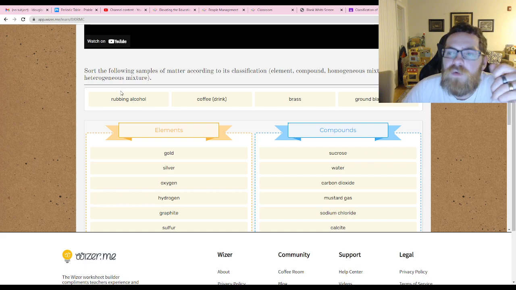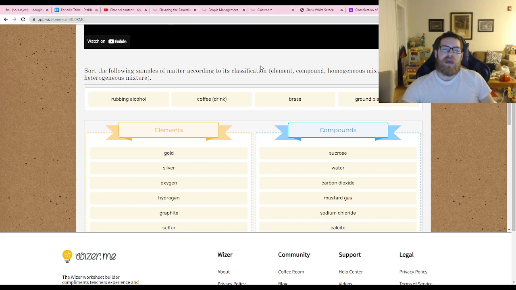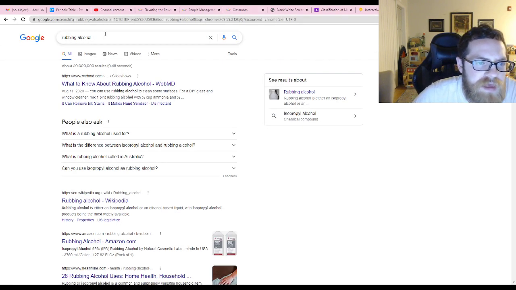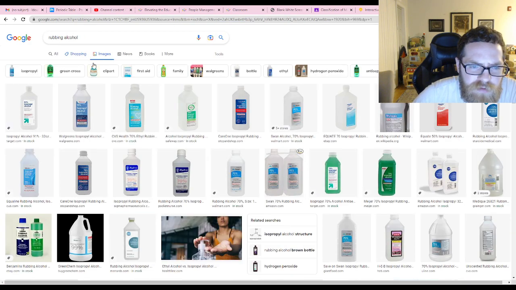Rubbing alcohol. Now this is where it gets a little tricky, right? Rubbing alcohol is often also referred to as isopropyl alcohol, but there is a difference. Isopropyl alcohol is the compound. Rubbing alcohol is the product in which we mix isopropyl alcohol with water. So if we look at a bottle of rubbing alcohol and its label, it's probably going to say 70 to 90%, somewhere in that range.